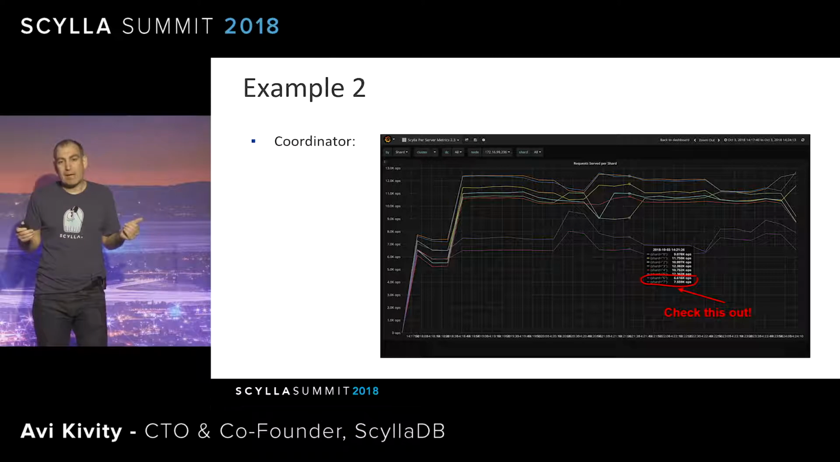The reason for the imbalance could be that the nodes receive fewer requests from the client, but it could also be that there is less spare CPU left over on those shards, on those CPUs, and therefore they're not able to process as many requests per second. So this is not completely conclusive.